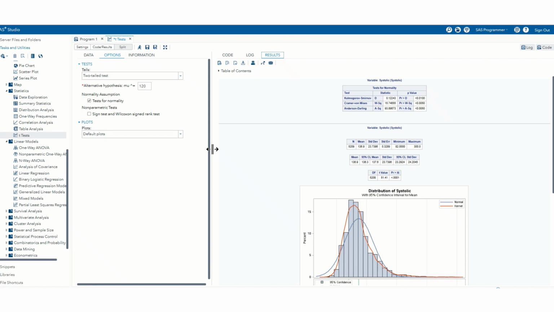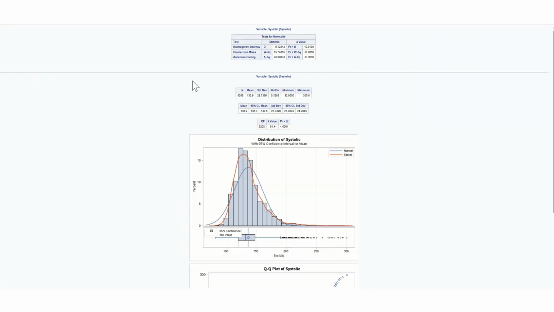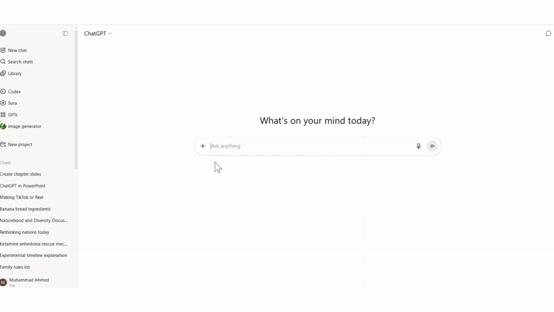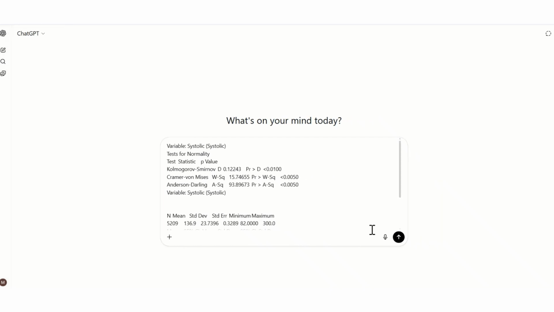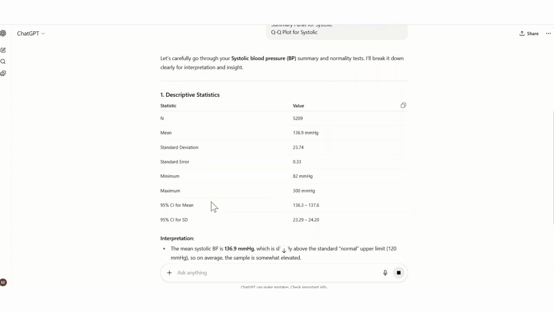Okay, so here are our results. We will ask ChatGPT to interpret them for us. I'm just gonna open these results in a separate tab. Control A to select all these results, Control C to copy, and then I'm gonna paste them in ChatGPT. So here are our results.